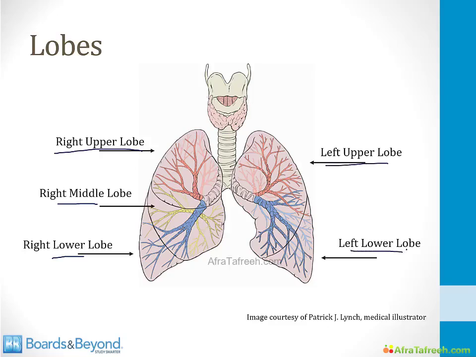And the reason the left lung only has 2 lobes is because it has to make room for the heart. There is a small structure called the lingula that is a lobe-like structure and would otherwise be a left middle lobe, but it's not considered a lobe in and of itself. The lobes are separated by fissures.